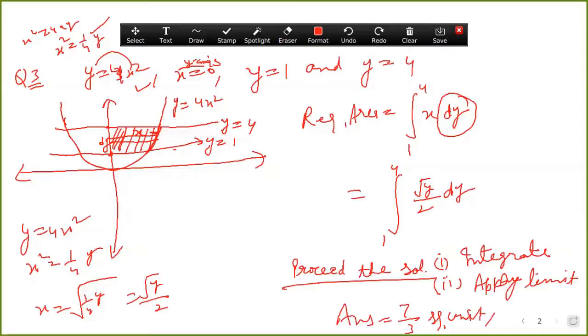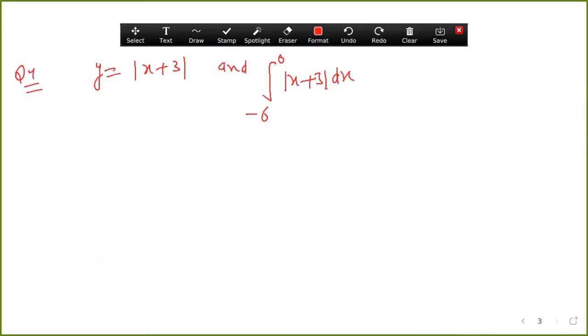Now question number 4. In question number 4, read the statement. Sketch the graph of y is equal to mod of x plus 3 and evaluate the integration from minus 6 to 0 of the function mod x plus 3 dx. Now first of all, for the graph of mod x plus 3 from minus 6 to 0, you have to find out where the nature of the function changes. So first of all, you have to put x plus 3 equal to 0. You are getting x is equal to minus 3.